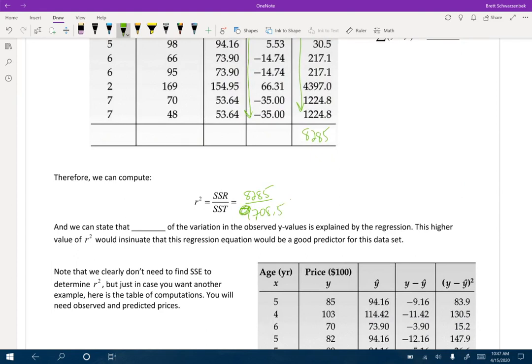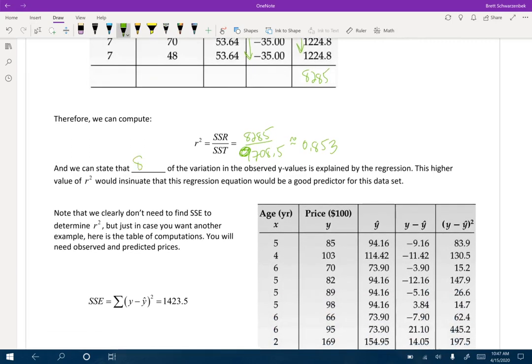Which is going to give you approximately 0.853. This is our value of R squared, so we would say 85.3% of the variation in the Y values is explained by the regression. That is the formal statement of R squared, but generally, to interpret that, we would say this higher value of R squared would insinuate that this regression equation would be a good predictor for this data set.